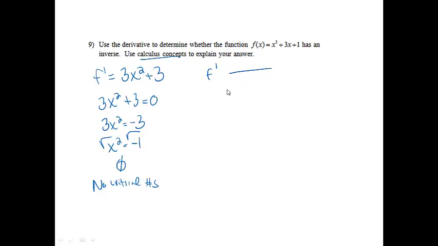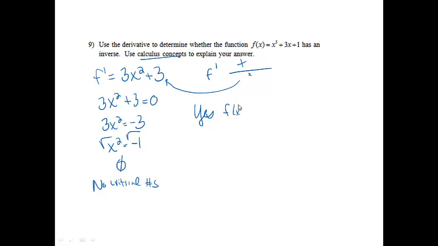So let's just say I test 2. If I plug 2 into the derivative, and remember we're plugging it into the derivative, it's called an f prime chart, I will get a positive answer, which means this chart is always positive. And if the f prime is always positive, that means the function is always increasing, or it's strictly monotonic. So I will say yes, there is an inverse.